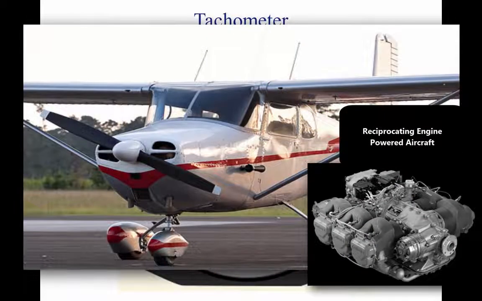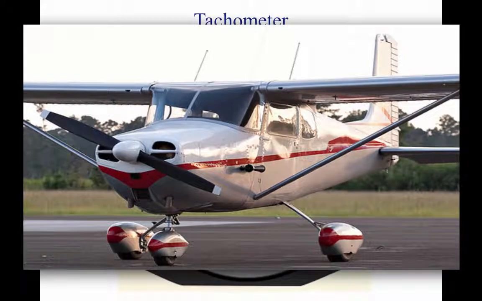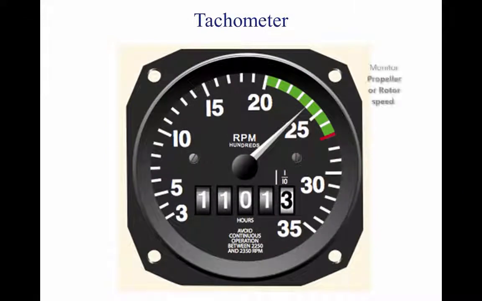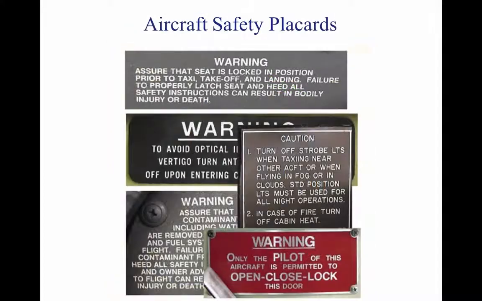All reciprocating engine-powered aircraft must have a revolutions per minute (RPM) indicator for each engine. Aircraft equipped with a constant speed propeller or rotor system use a manifold pressure gauge to monitor power output and a tachometer to monitor propeller or rotor speed. Both instruments depict the maximum operating limit with a red radial line and the normal operating range with a green arc. Some instruments may have a yellow arc to indicate a caution area.